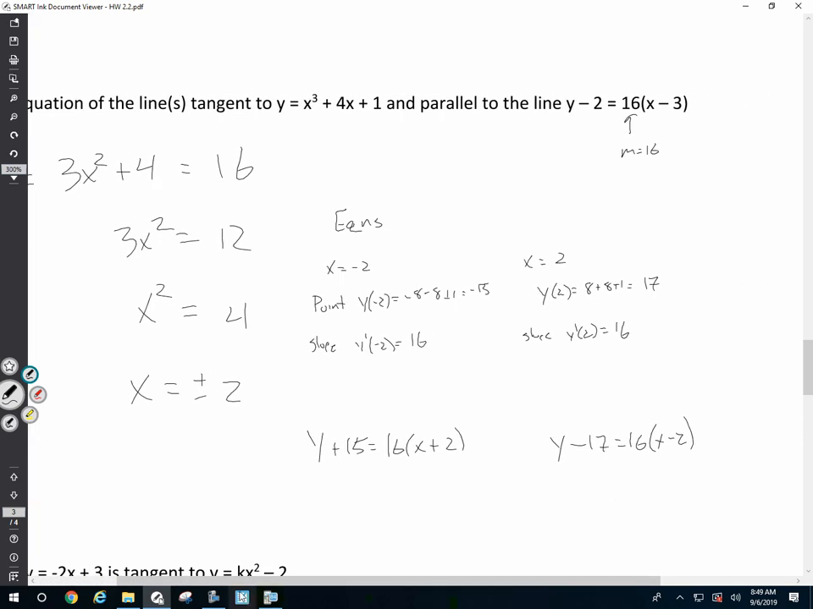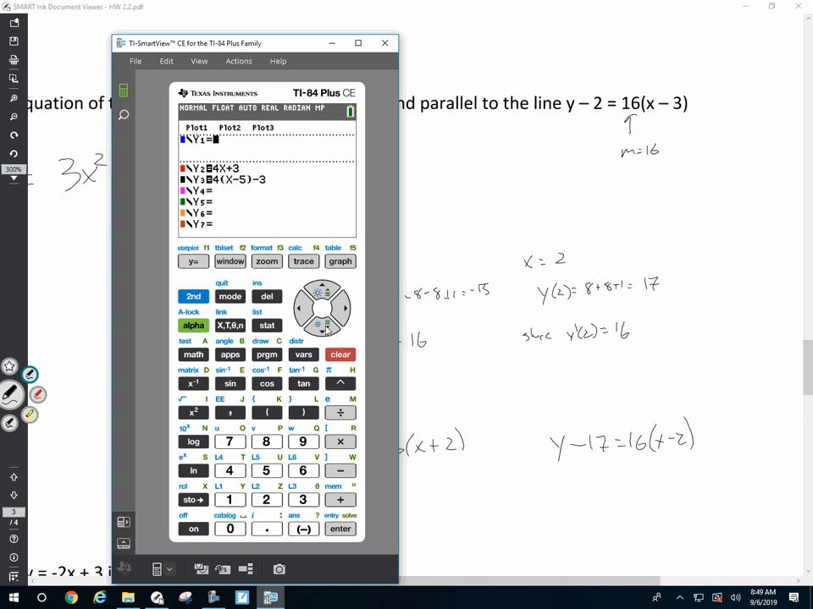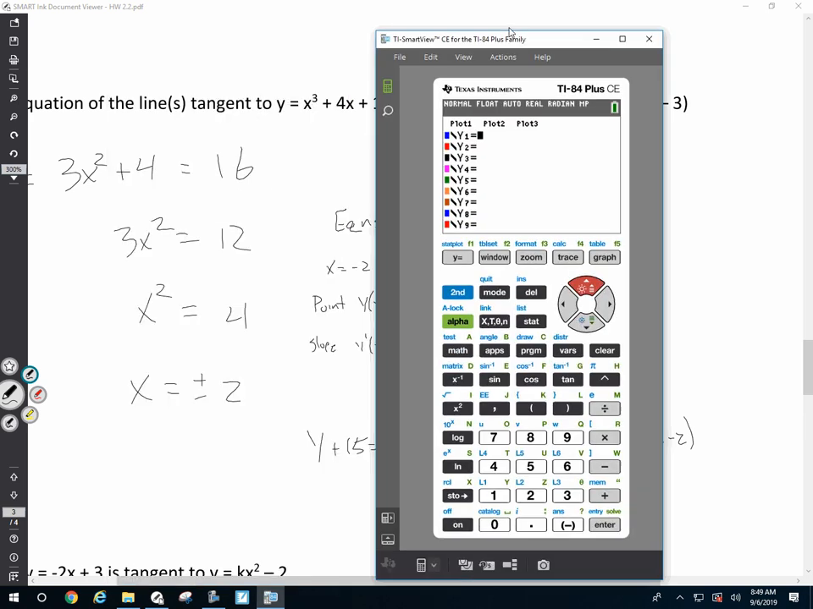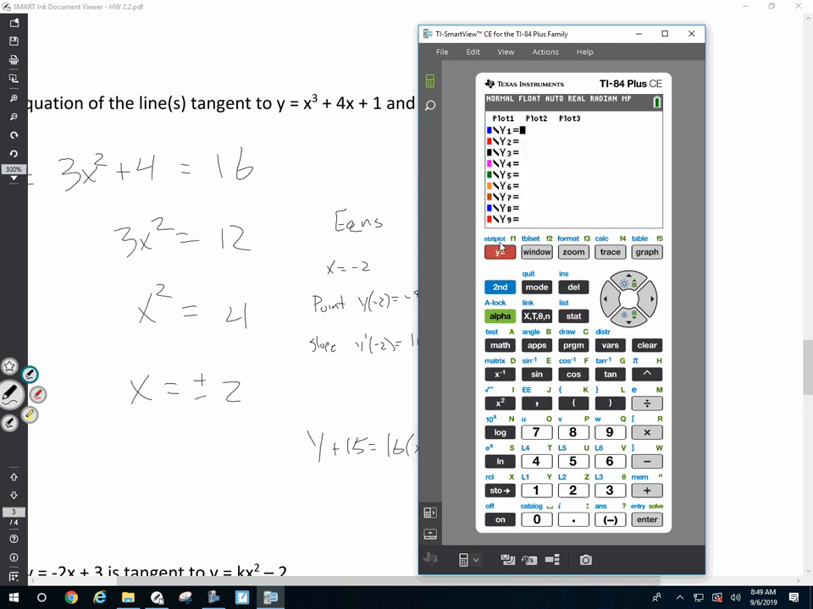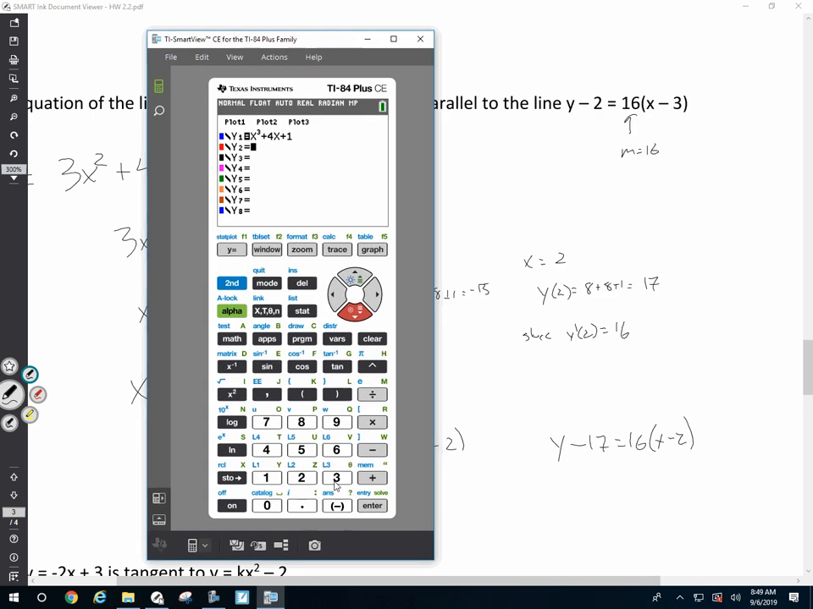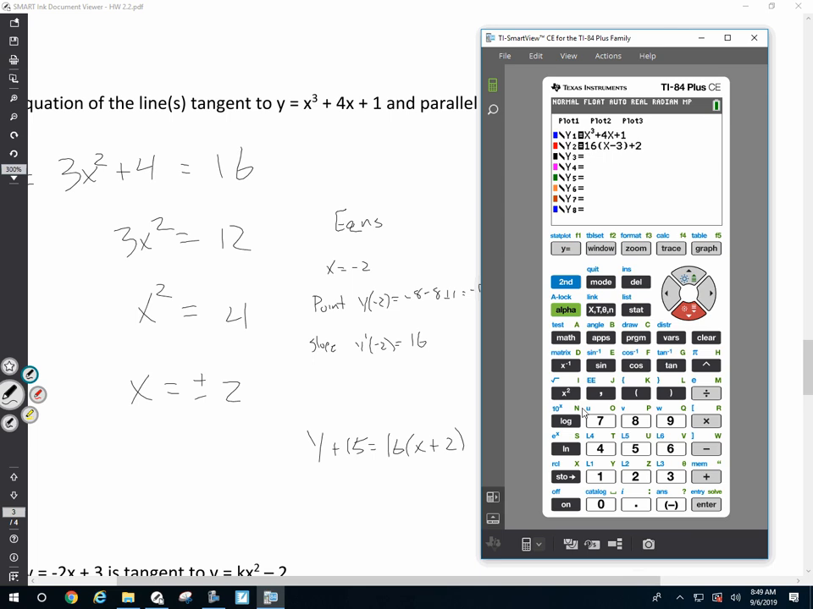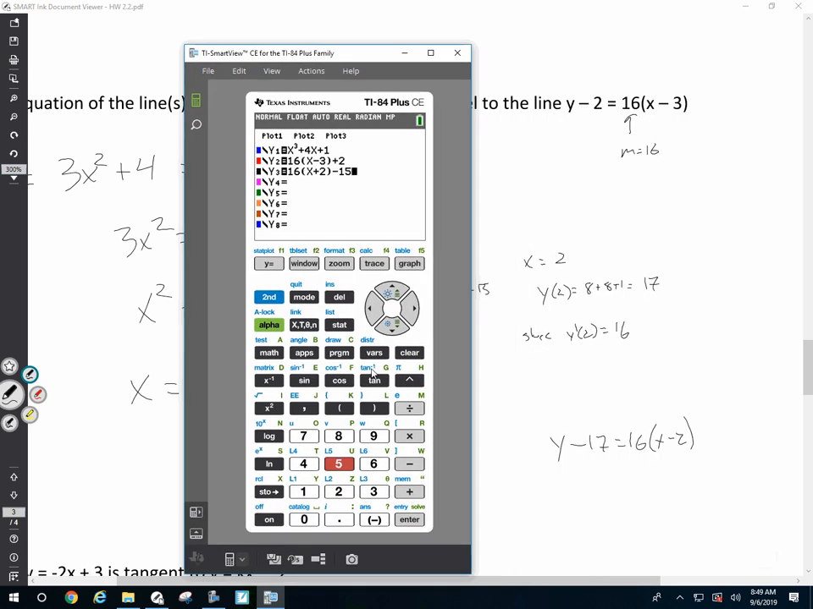Okay, let's see. I got x cubed plus 4x plus 1. I got the line that is not tangent, 16(x minus 3) plus 2. I got my tangent lines. So my tangent lines will be in black and pink: 16(x plus 2) minus 15 when I solve this equation for y, and 16(x minus 2) plus 17.